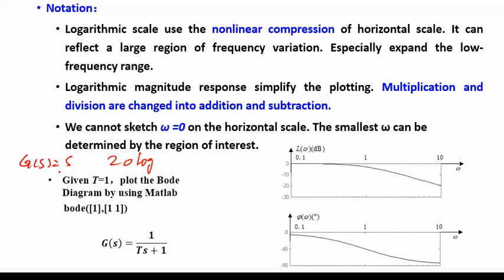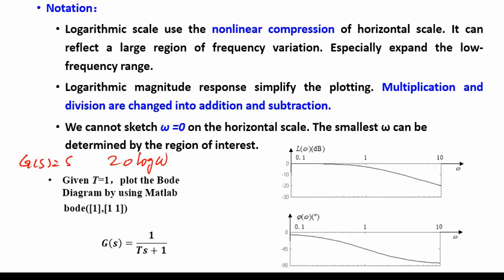What is the magnitude? This is 20 log omega. S equals j omega. The magnitude of j omega is what? Omega. So this is right. So 20 log omega, right? 20 log omega becomes a line, right?